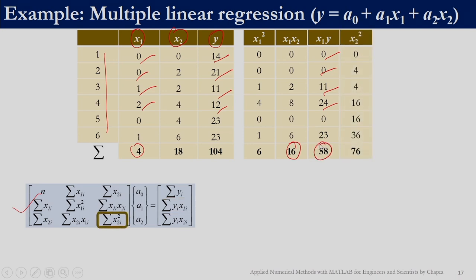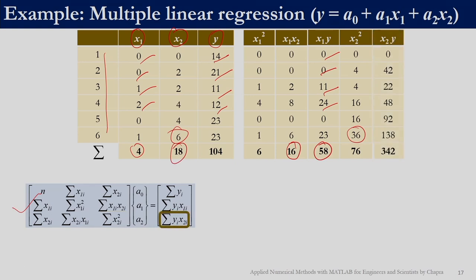And then we will require x2 square over here. So each element of x2 has to be squared. So we have 6 over here, 6 square is 36, and then we need to sum this. Remember, again, it is not 18 square. We need to sum this vector, right? So that is 76. Similarly, we will have to calculate x2 into y. In that case, it is 14 into 0, so 0, 21 into 2, 42. And similarly, we can calculate the other values and that summation would be 342.